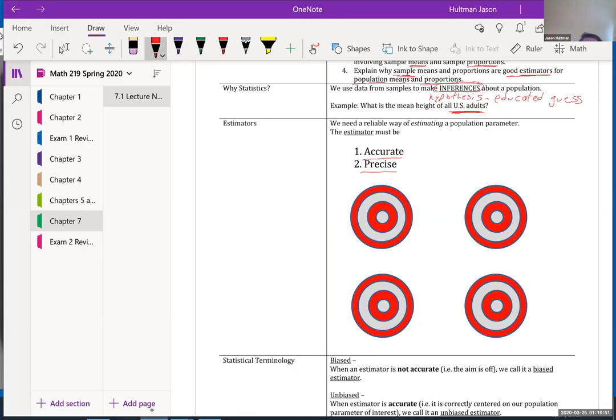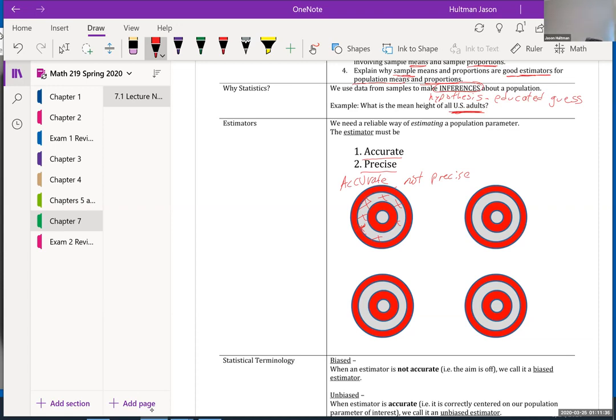So both accurate and precise. What's the difference between accuracy and precision? We could be accurate but not precise. That means that we're actually hitting the board, but we're kind of all over the place. The target is the center, and we're kind of all over the place here. That's accurate, but not precise.